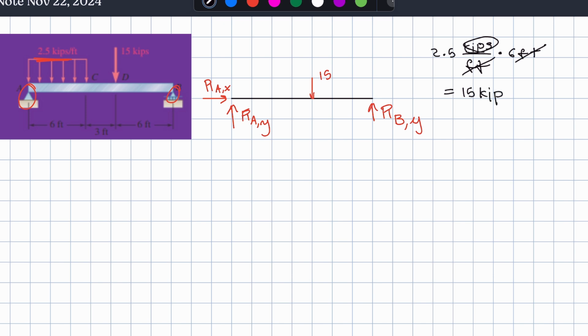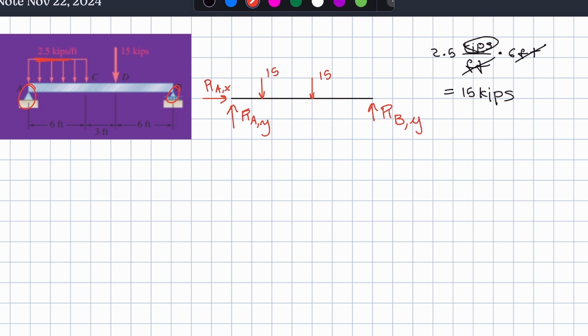And then we have to figure out where do we put this on the actual beam. And the answer is that it just goes at the centroid of the distributed load. And so it's a rectangular distributed load, and so you know the centroid is going to be at half of the length. And so that's going to be 3 feet from the reaction at A.